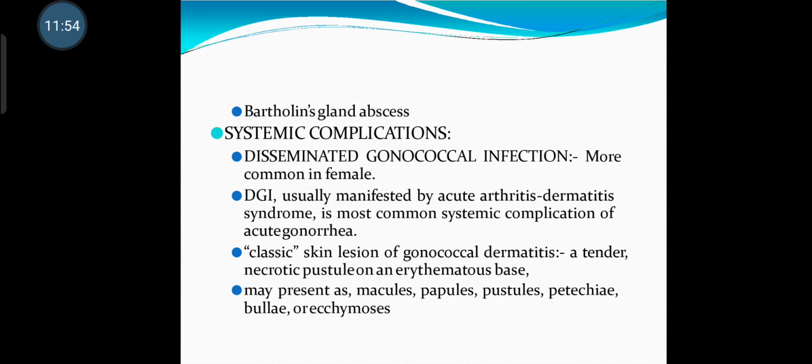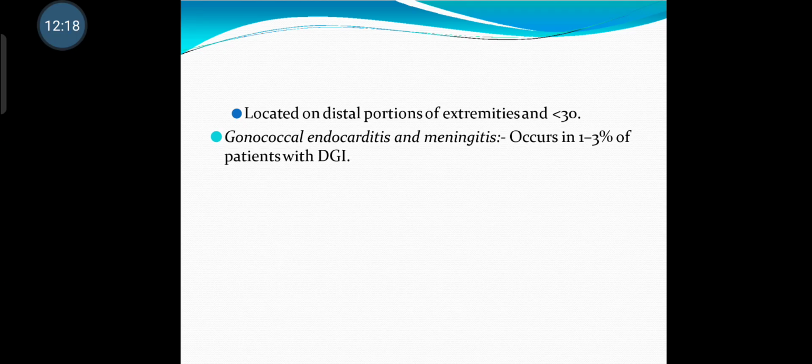Then the classical skin lesions are there. Gonococcal dermatitis is there. Macules, papules, pustules, bullae or ecchymoses are the other kinds of lesions present. And arthritis-dermatitis syndrome is also there in acute gonorrhea. These complications are located at the distal portion of the extremities. Gonococcal endocarditis and meningitis occur in 1 to 3% with gonococcal infection.